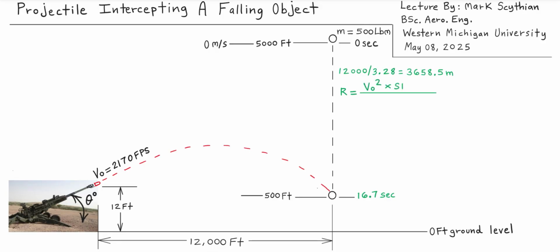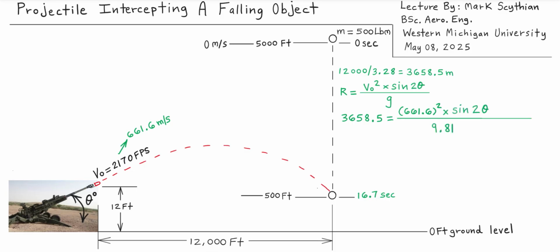Next we have the projectile range formula: the initial velocity squared times the sine of 2 times the launch angle theta, divided by g. So we can take the range in meters and make it equal to the initial velocity in meters per second, 661.6, squared, times the sine of 2 theta, divided by 9.81. If we solve this algebraically, we can solve for the theta value.